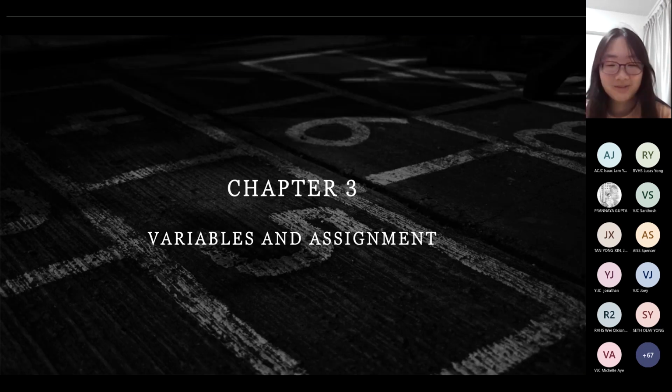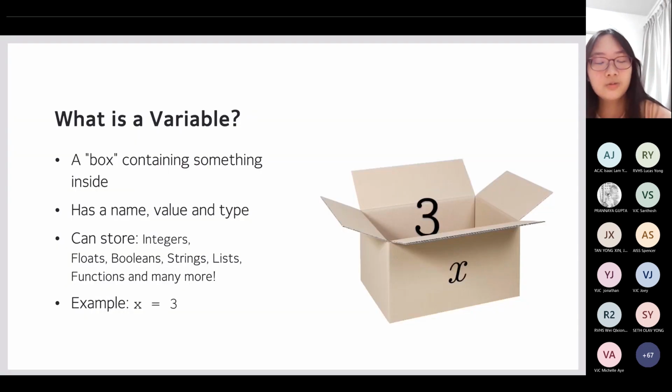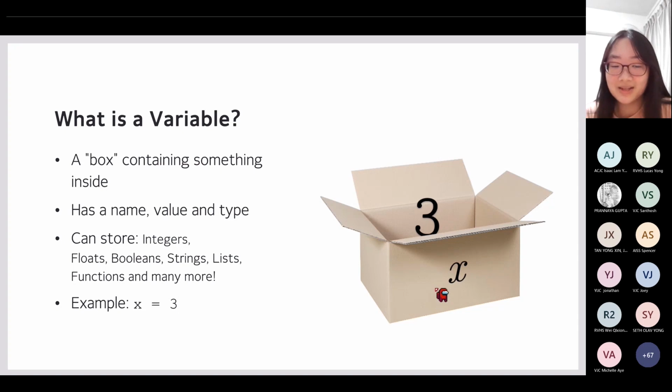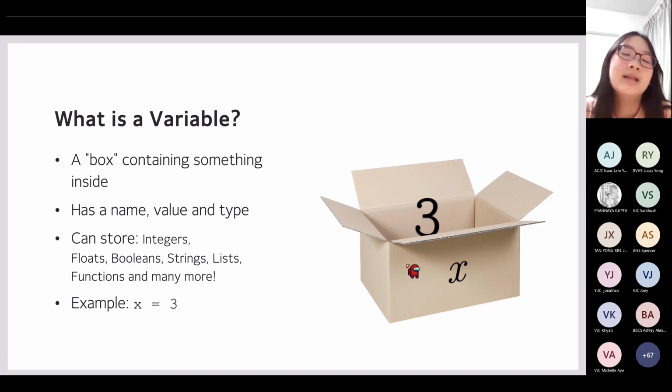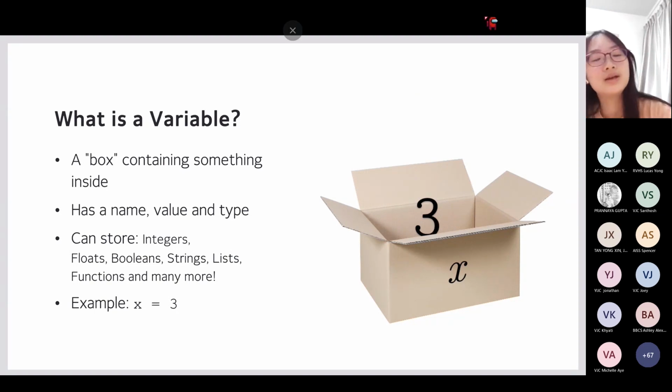And now, onto chapter 3, which is variables and assignment. So what is a variable? This is like a visualization of a variable. A variable is a box which contains something inside and it has a name, value, and type. So as you can see here, the name of the variable is x. And the value of the variable is 3 because the value is inside the box. And the type in this case is an integer, but we'll cover that later.